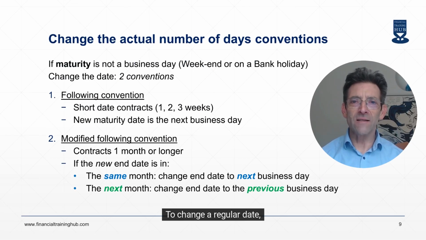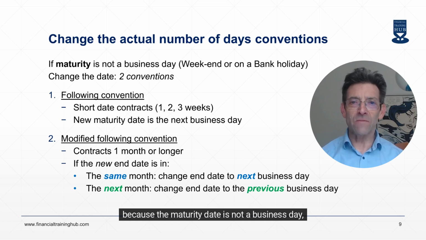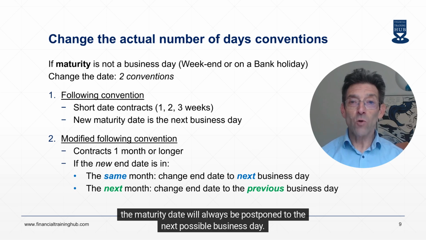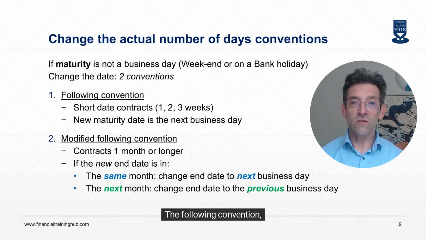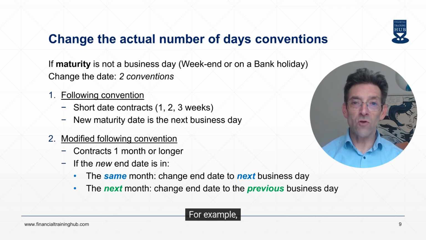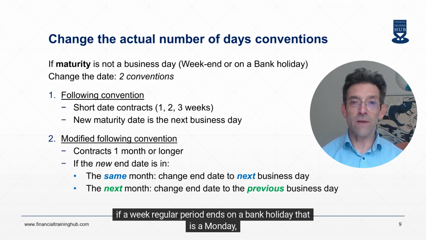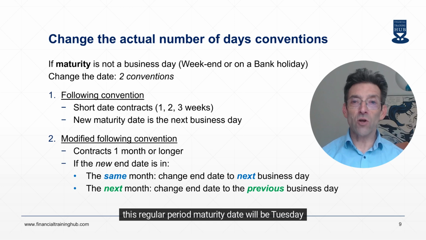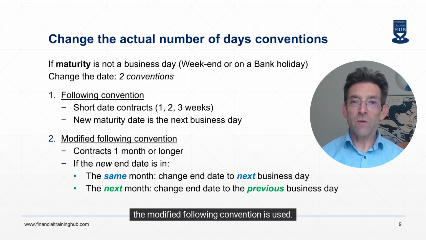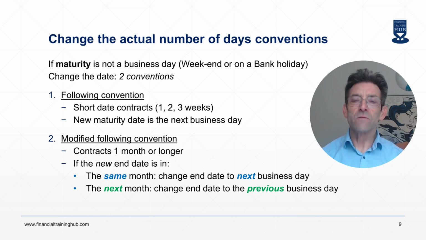To change a regular date, because the maturity date is not a business day, the used conventions are following and modified following. With the following convention, the maturity date will always be postponed to the next possible business day. The following convention is normally used for contracts with a term shorter than 1 month. For example, if a week regular period ends on a bank holiday that is a Monday, this regular period maturity date will be Tuesday, under the condition this is a business day. For contracts of 1 month and longer, the modified following convention is used.